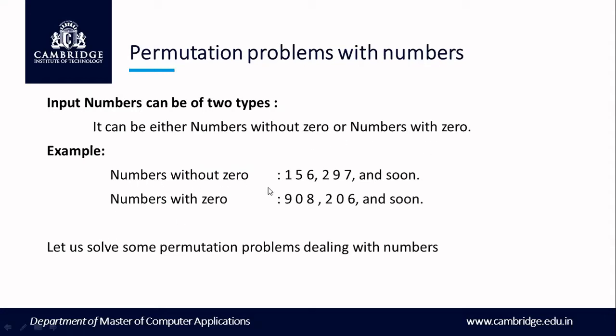Numbers without 0 means, for example, I give the input as 1, 5 and 6. Here there is no 0. Similarly, another input is 2, 9, 7. No 0. Like this, my input is not going to have 0 as one of the numbers. Whereas numbers with 0 means that one of the numbers in my input is 0, for example 908 or 206. In the next examples, we are going to solve some permutation problems dealing with numbers, both with 0 and without 0.